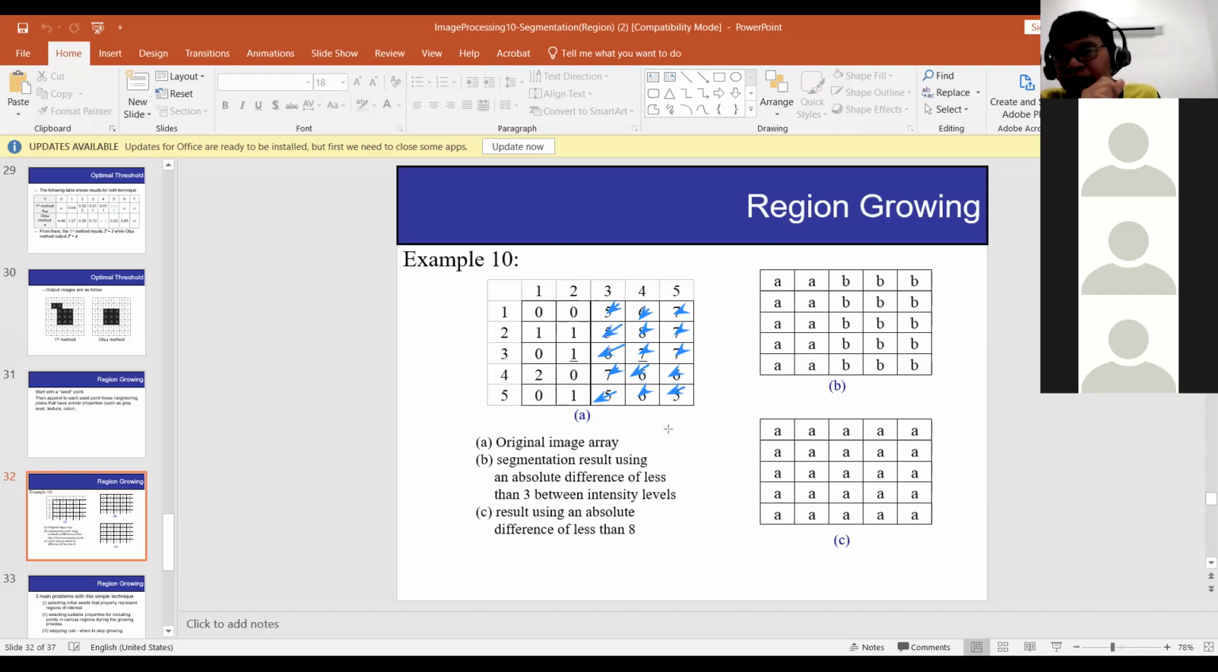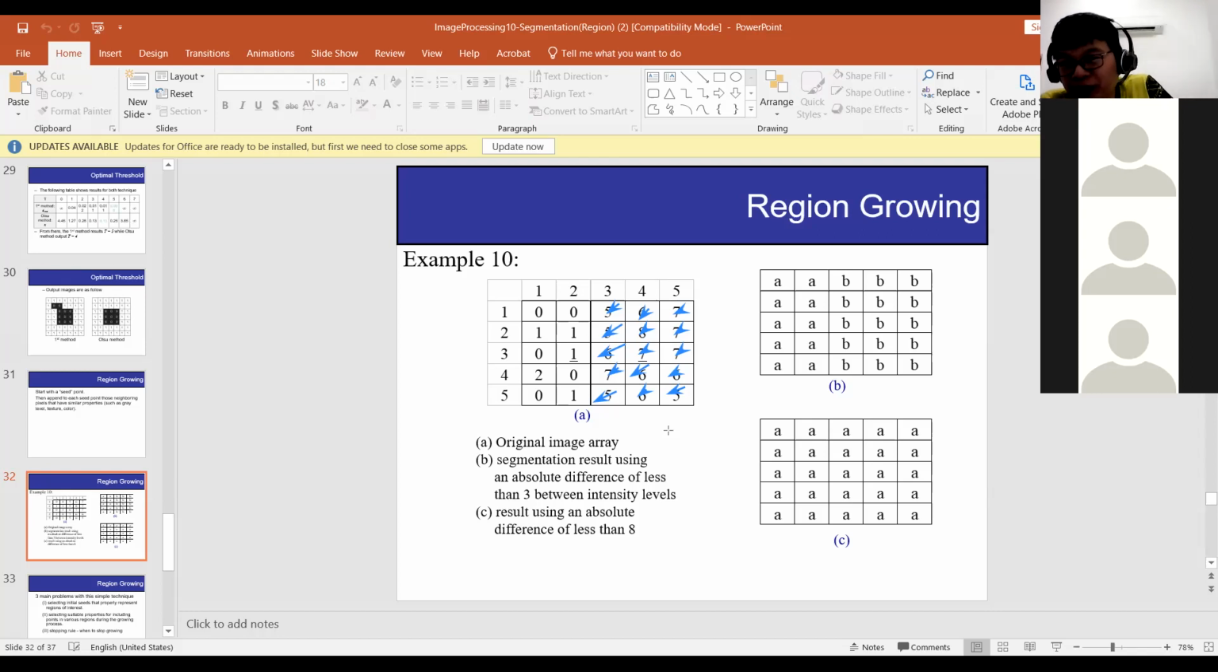What's the disadvantages of region growth? This one is quite simple, right? The algorithm as compared to global thresholding. Global thresholding, what you should do? You need to total up the whole value, then find the mean value, split it, then compute the mean value of group 1, group 2. A lot of computation, right?